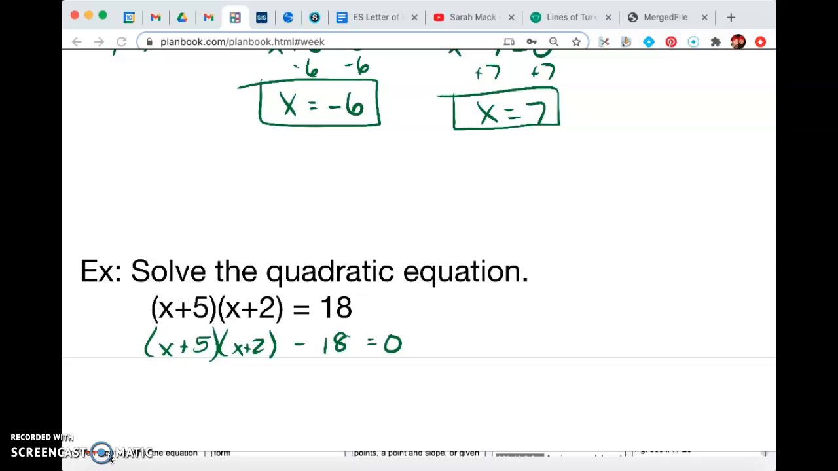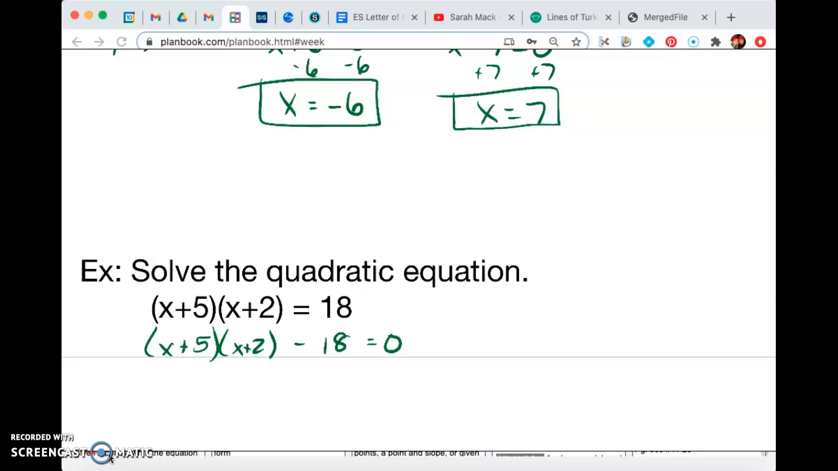Okay. So now I don't have a product on the left side. I do have a product, but I have a difference as well. So I can't set each part equal to 0 now. Is that when you distribute? Well, I want to subtract it. So I need to distribute x plus 5 and x plus 2, combine like terms, and then refactor it.